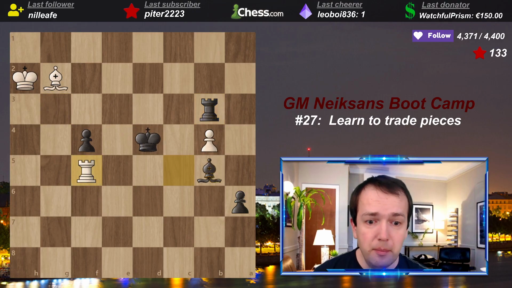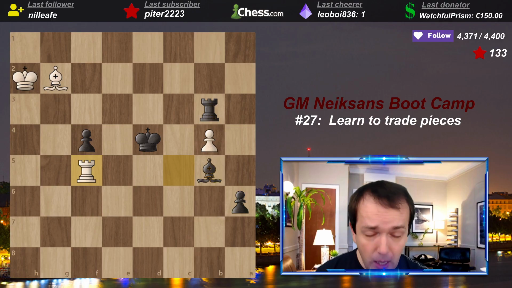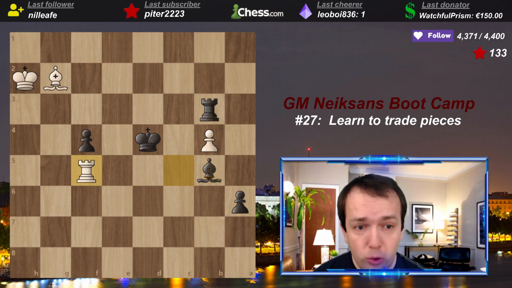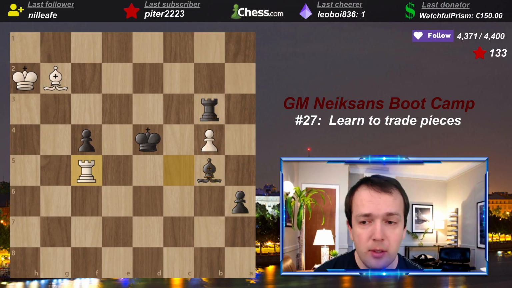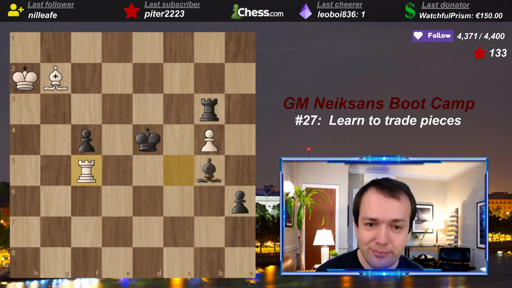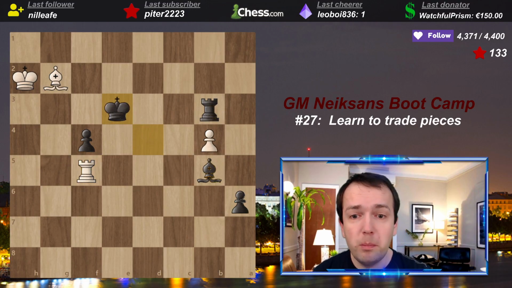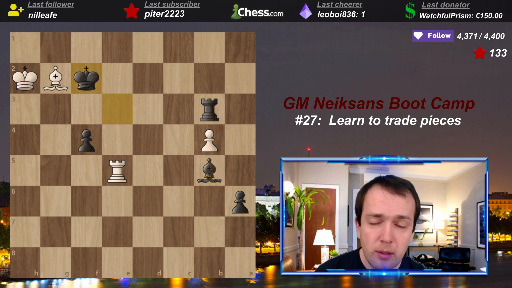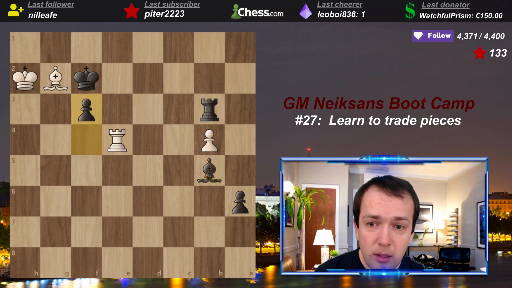Again, the question here. Can we trade? Can we take on b4? Can we allow the rook trade? Are we sure this is going to be a winning position for us? Not 100% sure. Right? So I think it's fair to continue. Keep this pawn on b4 as a weakness, and we still continue to play for the mate. And that's it.